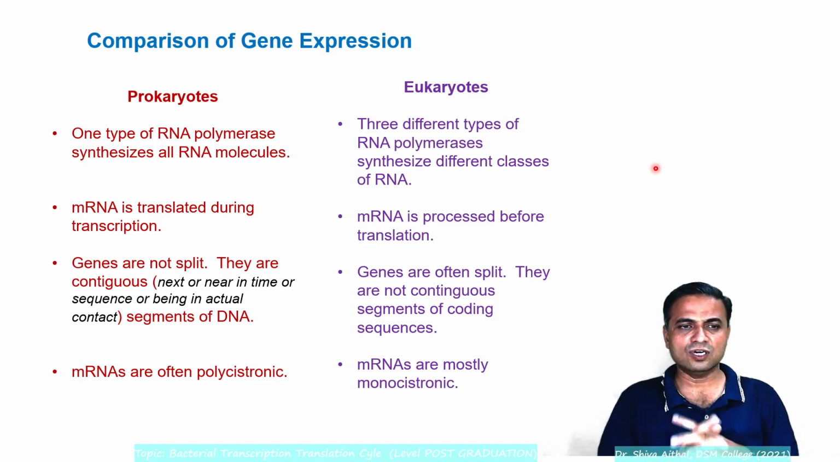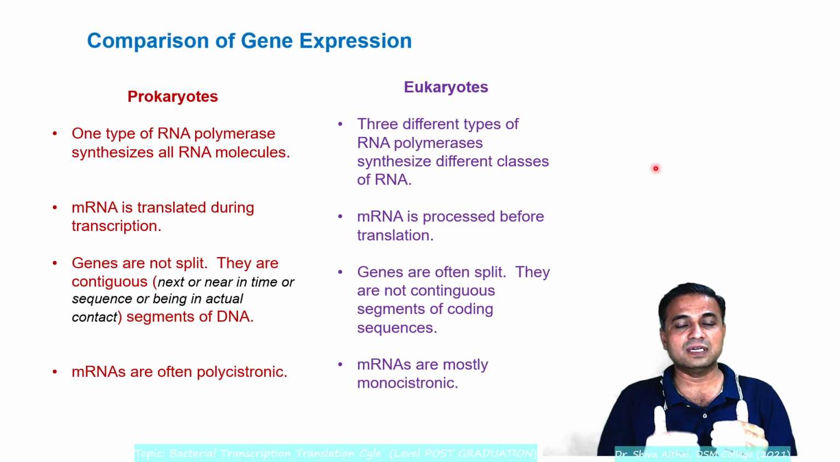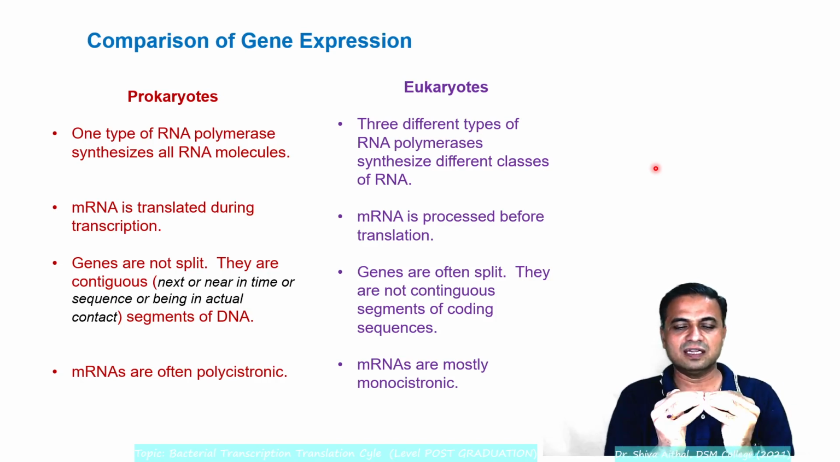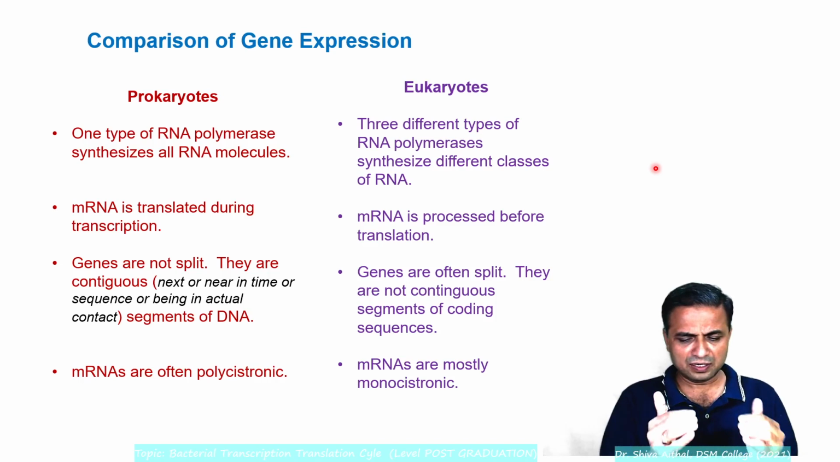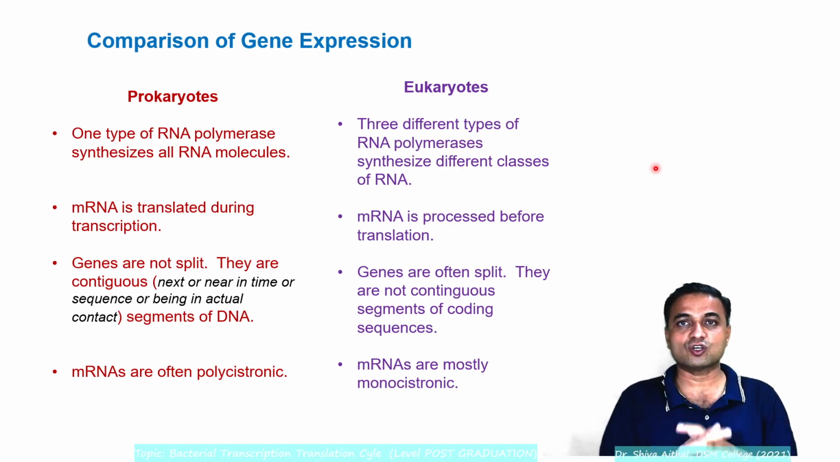Third point, genes are not split in prokaryotes. There are genes within genes, overlapping genes are there. They are contiguous. What is contiguous? Just like continuous, there is a genetic word called contiguous. Actually, it may be a mathematical word. Next or near to, next and near in time means if this is one, next, near in space and time, they are very near to each other. Near with respect to space, near with respect to time, without losing any time, they are very near to each other. Okay, or in being in actual contact with each other, that is contiguous.